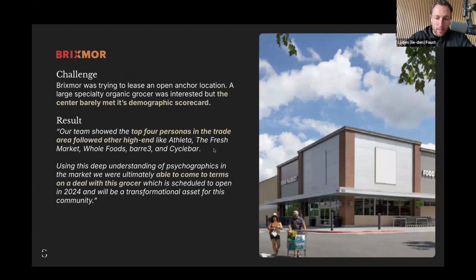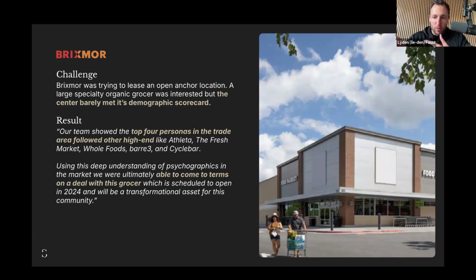I want to share a case study here from a client, Brixmor, from a real estate intelligence standpoint. They were trying to open a potential grocery and they had an open anchor. They felt this particular community would love an organic grocer. But the center barely met the demographic scorecard for that particular grocer. Because they felt some conviction that this community would love it, they looked at some of the PersonaLive segments.